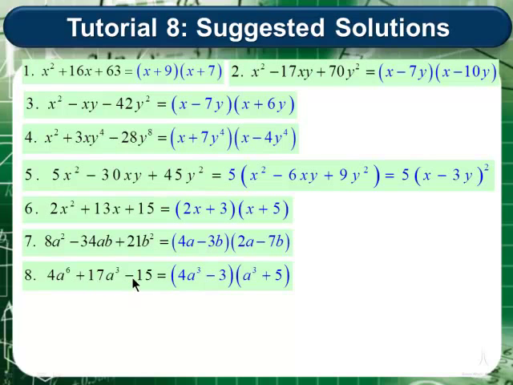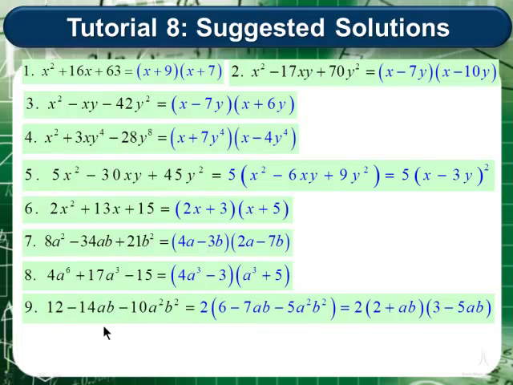Also note that since the sign of the third term of this trinomial is negative, we will have different signs between our successive terms within each of the factors of this particular factorization. That is to ensure that the final term is negative. Remember, a plus times a minus or a minus times a plus will give us a negative in the third term position.